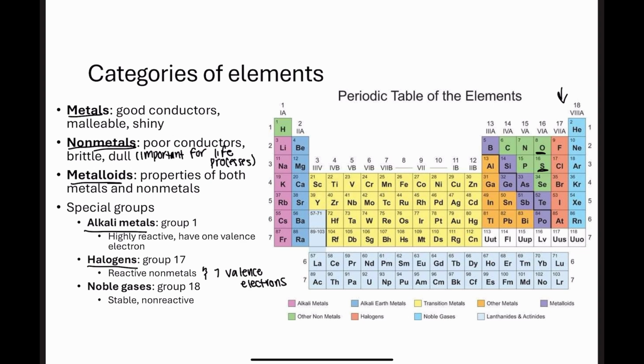And the last special group that we have are our noble gases. And we find our noble gases in group 18. Our noble gases are really stable and they are non-reactive because their valence electron shells are full. So their non-reactive nature is due to full valence shells. And categorizing our elements in these groups and these categories is really important to help scientists understand and predict the behavior of our elements and our atoms.